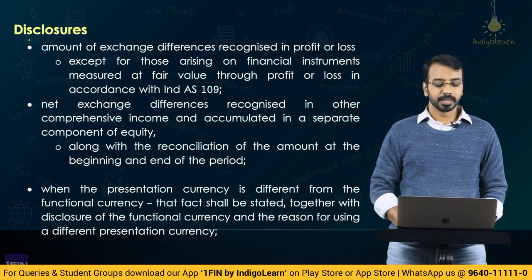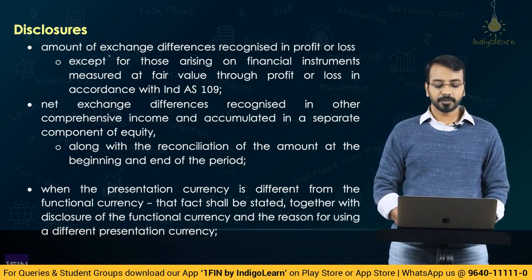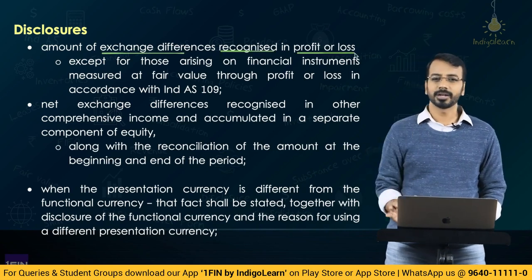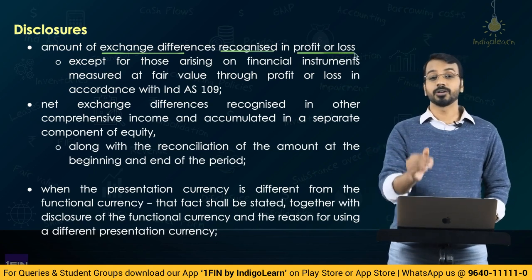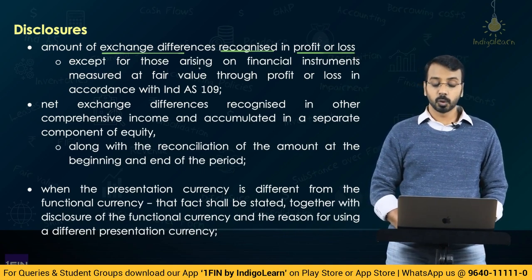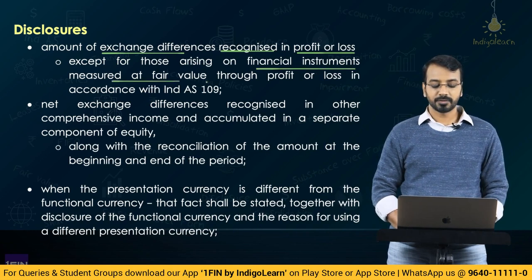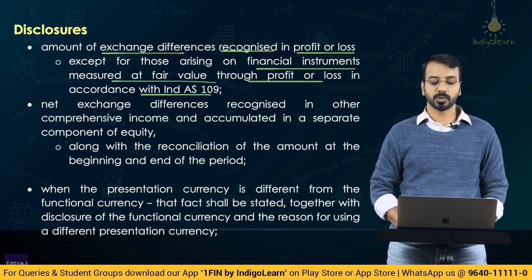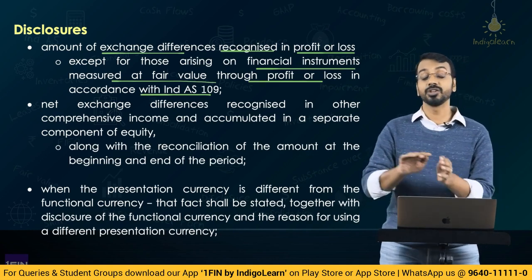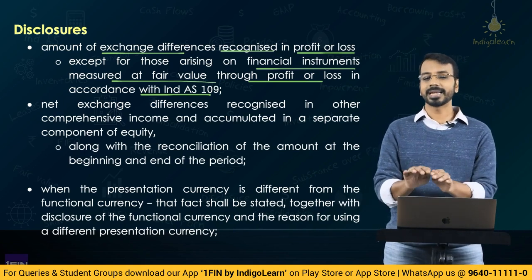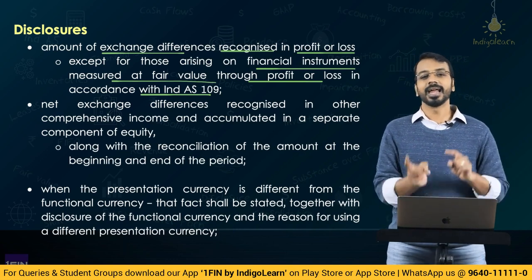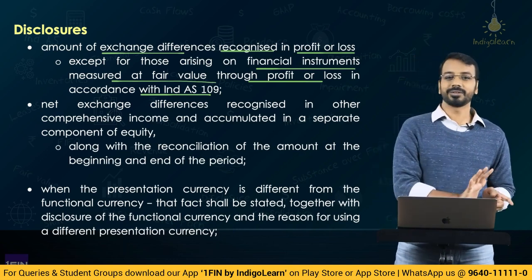So coming to the disclosures, the first is the amount of exchange differences recognized in P&L. So you will see a separate line item when you do your audit, foreign exchange gain or loss. That has to be disclosed. Then in these exchange differences, you will not disclose those arising on financial instruments measured at fair value through P&L in accordance with Ind AS 109. So whatever is covered under Ind AS 109, if there is an exchange difference for that and you are routing that as fair value through P&L, that will not be included as a part of Ind AS 21 disclosures. That is the headache of Ind AS 109. Go to Ind AS 109 and understand that.